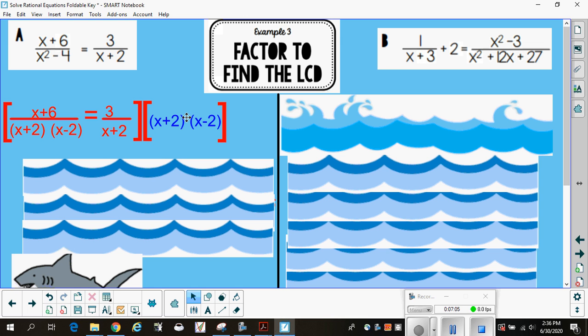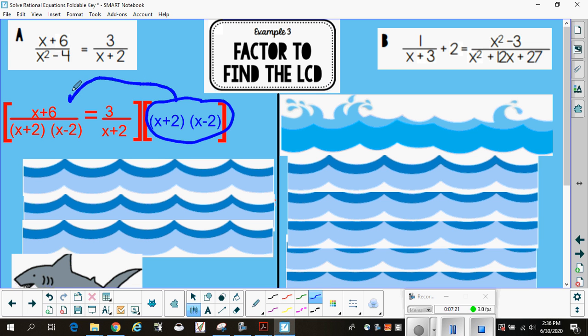They both have an x plus 2. Check. I also need the x minus 2. Now, when I multiply this, I'm going to take this whole thing and multiply it by this term. Well, that's going to be convenient because the entire denominator is going to cancel. So that's great.